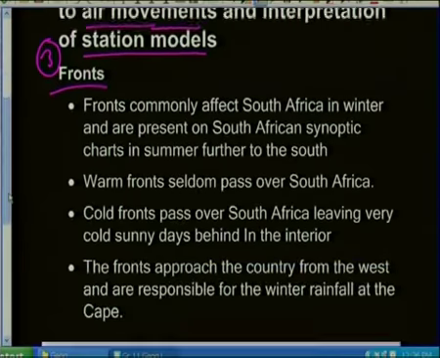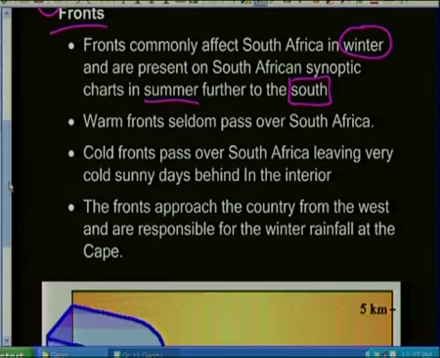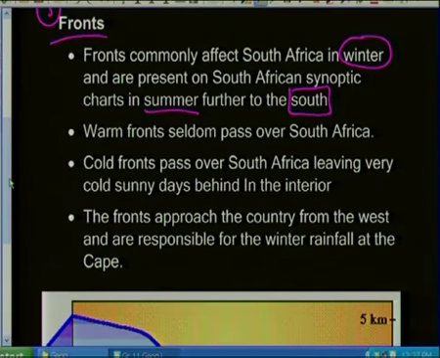Remember, fronts commonly affect South Africa in winter. Cold fronts are present on the South African synoptic charts in summer, but they're much further to the south, and we don't experience them. That's why we don't talk about them too much. We really hear about them on the weather and talk about them in a lot of detail when we're experiencing that cold, nasty winter air, and because it's a winter phenomenon, we notice them more. But they do occur in summer, right?